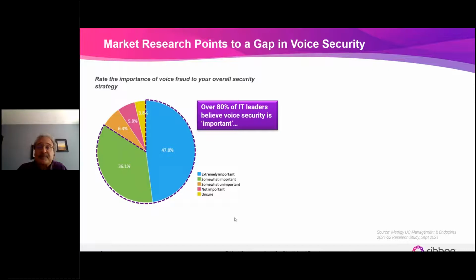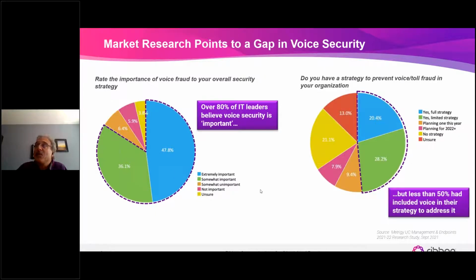However, what was also interesting in those same results was that they asked the question, do you have a strategy to prevent voice toll fraud in your organization? If you look at the answers over here, it was really not about the importance of it, but whether they are actually doing something about it. Less than 50%, shown here on the right, had included voice in their strategy to address it. So even though they thought it was important, they hadn't really gotten around to including it.